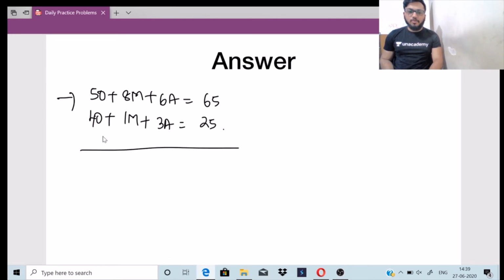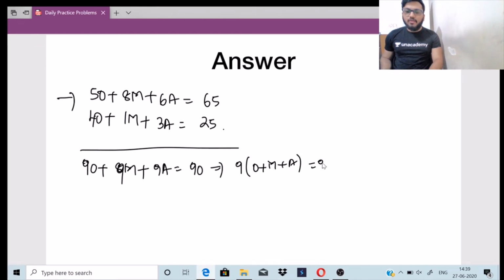So add both equations. This is 9 oranges plus 9 mangoes plus 9 apples is equal to 90. So I can write it as 9 is common: O plus M plus A is equal to 90. So I can write the final equation: O plus M plus A is equal to 90 divided by 9, which is 10 rupees.